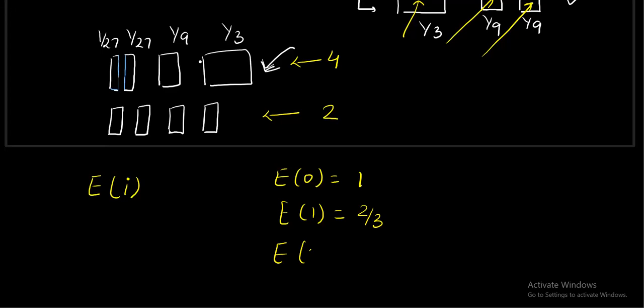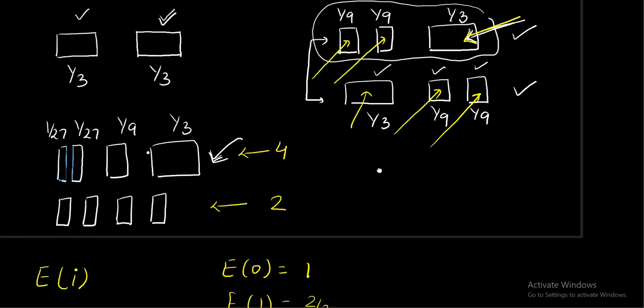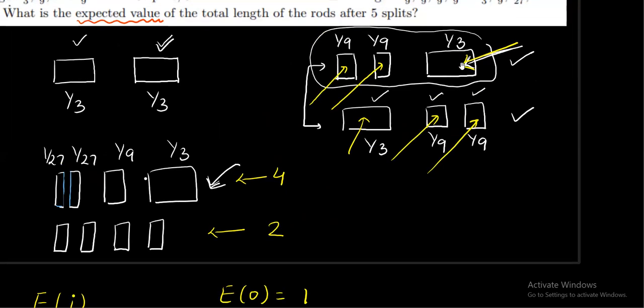Now coming to E2, when you talk about E2, you actually have to go to the situation where you will be getting the rods after two splits. So this is what we have made here. You need to find out the mean value of total length of the rods after two splits. So either you are going to get the first situation or the second situation.